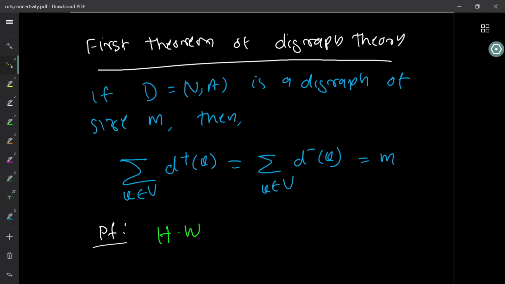And the first theorem of digraph theory is basically: given a digraph of m edges, m arcs. The size is basically the number of arcs. So the number of arcs is m. Then the summation over all the vertices of d plus of v is equal to the summation over all the vertices of d minus of v, which is equal to m. This is immediately clear intuitively, but you can write a one line proof. I will leave it as an exercise.